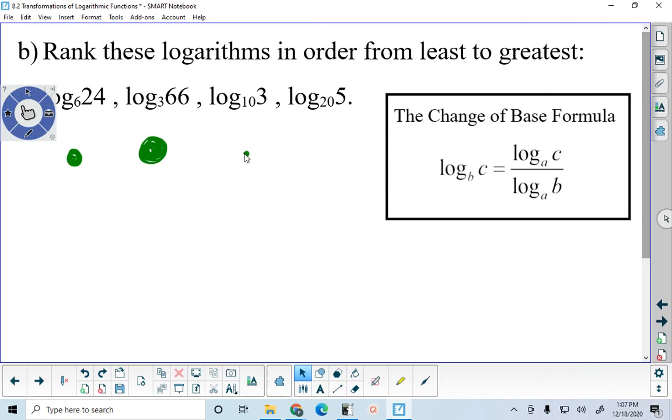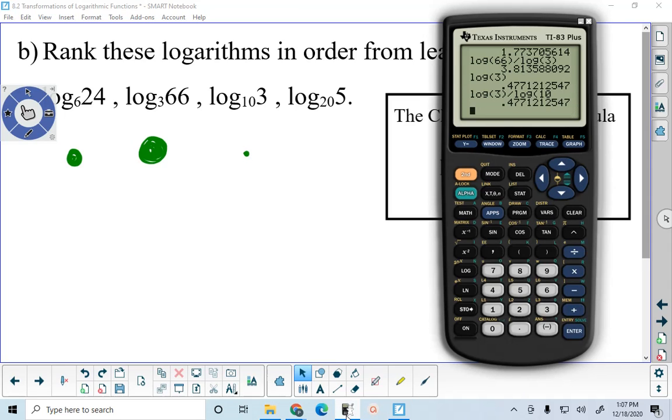And then log base 20 of 5 would be found by taking log of 20 divided by log of 5. Logarithms, just like exponents, are deceptive. You get 1.86, which is smaller than log base 3. I got that backwards. It's log of 5 divided by log of 20. I was wondering why it was so big. It is a little bit bigger than log base 10 of 3.